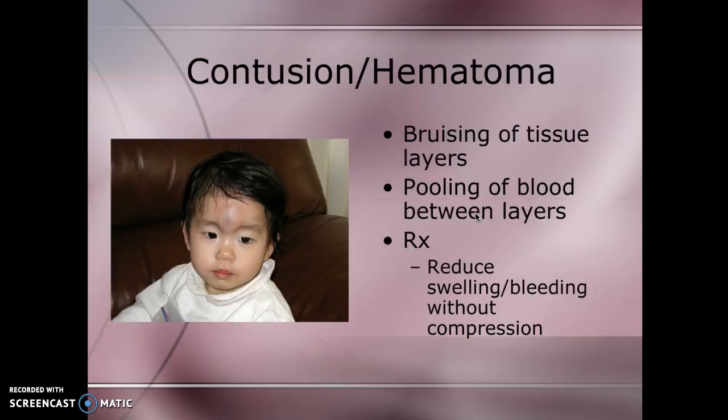So, speaking of hematomas and swelling under the skin or on the scalp, this isn't quite on the scalp because it's not over the part where you have hair, but we can get a contusion or hematoma because there's such good blood supply to the whole skull. So it's easy to get a hematoma like this. It's pooling of blood between the layers of the scalp, and what we want to do is reduce the swelling or bleeding without compression. These tend to resolve on their own, just like all other contusions and hematomas.